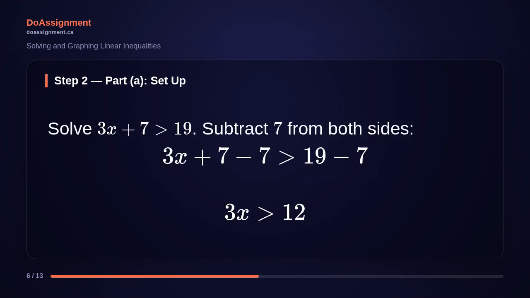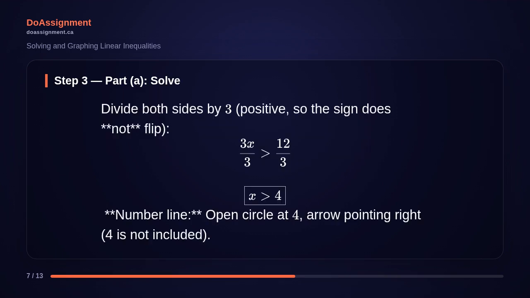For Part A, we need to solve 3x plus 7 is greater than 19. To isolate x, first subtract 7 from both sides. That gives us 3x is greater than 12. Divide both sides by positive 3. The inequality sign stays the same, so x is greater than 4. On the number line, place an open circle at 4 because 4 itself is not included, and shade everything to the right.